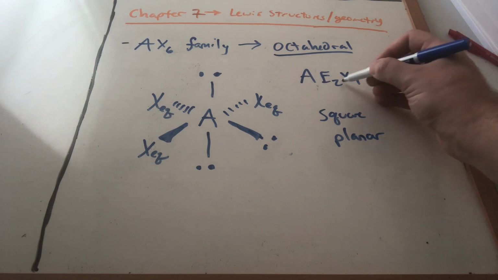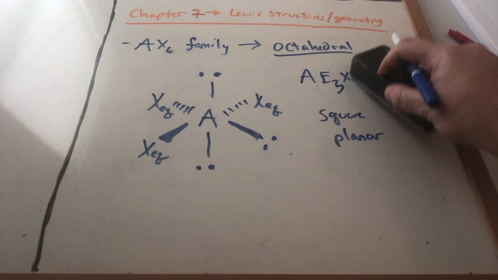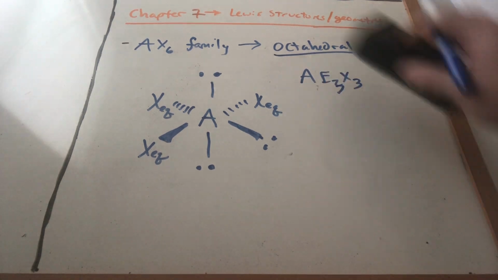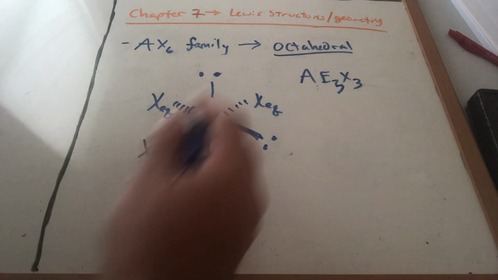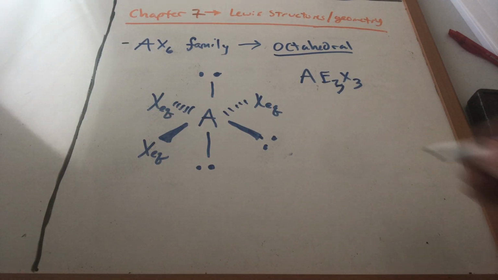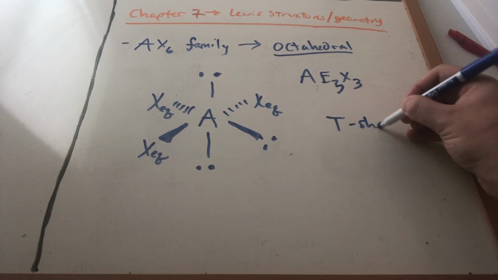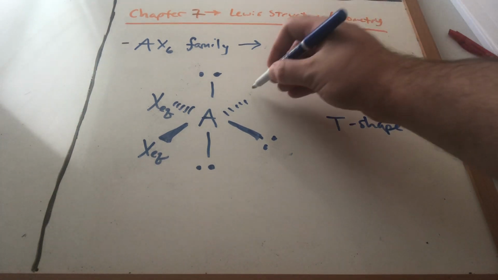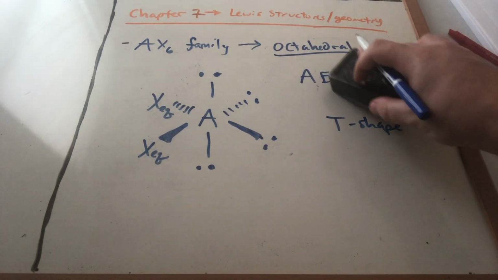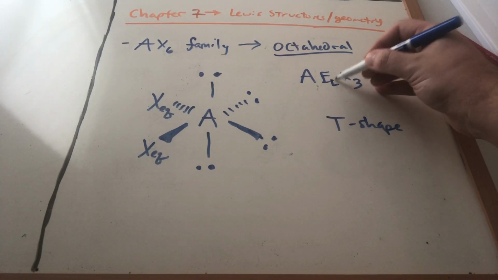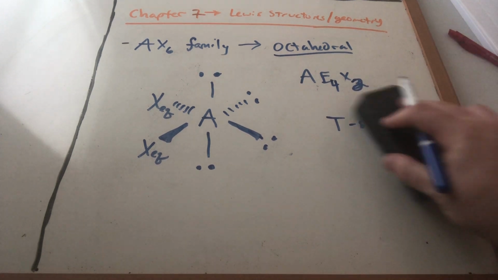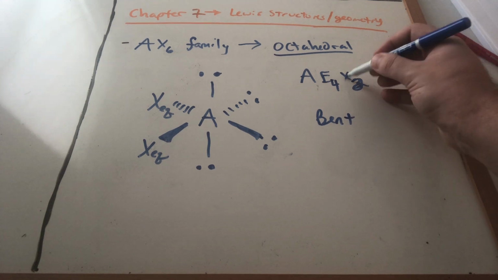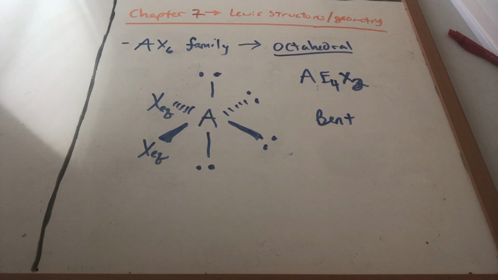So what about AE3X3? Again, E plus X is 6, so we would draw this picture, and what do the atoms make now? They make a T shape. And hopefully you're seeing everything here. What happens if we have AE4X2, just to finish out your chart? Now again, we have a bent shape. We have a bent shape.